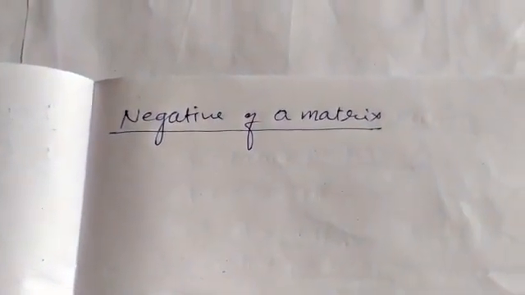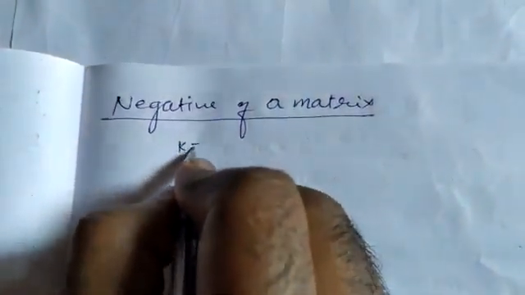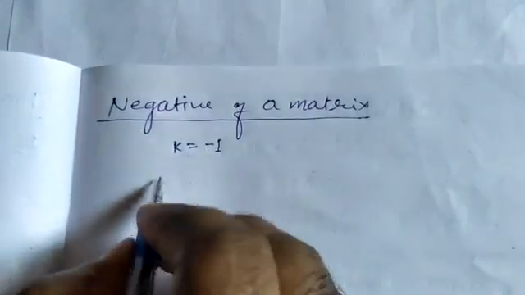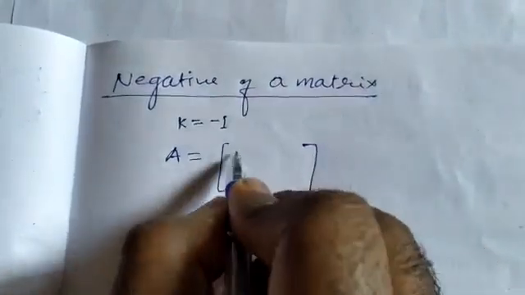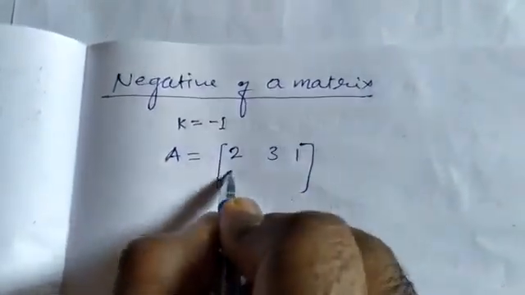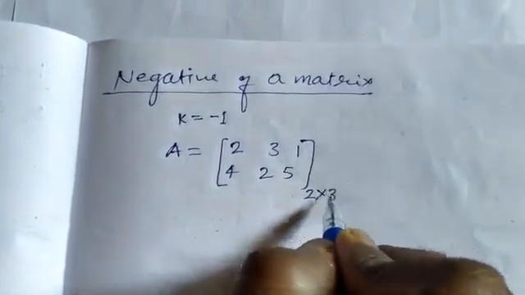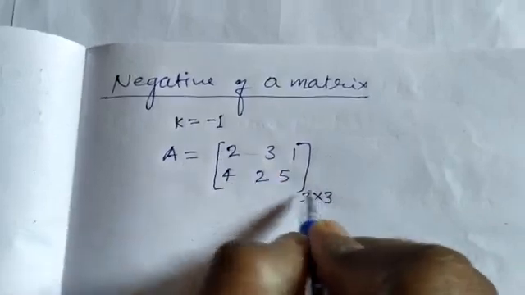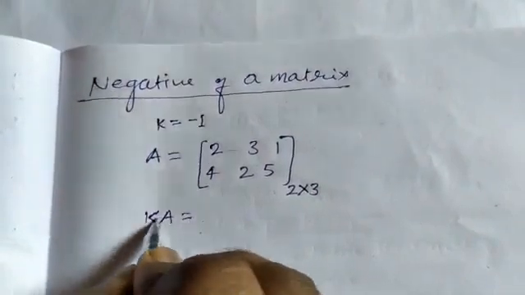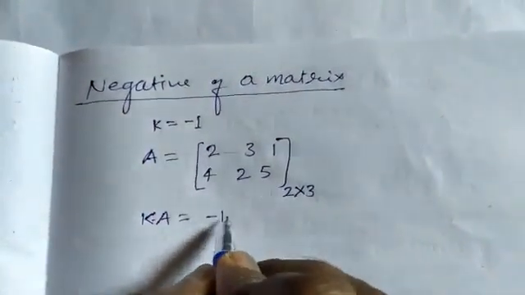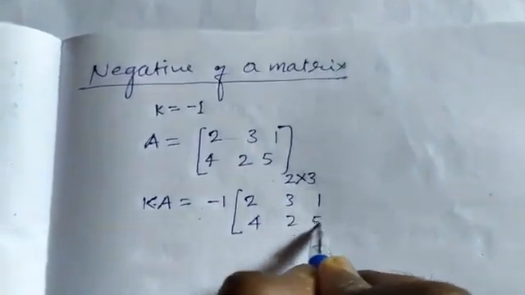Now the next topic is the negative of a matrix. Suppose the scalar number K is -1, and we have a matrix A. For example, 2, 3, 1, 4, 2, 5. This is a matrix of order 2 cross 3 because there are 2 rows and 3 columns. We have to find the value of KA, where K is -1 and the matrix is 2, 3, 1, 4, 2, 5.